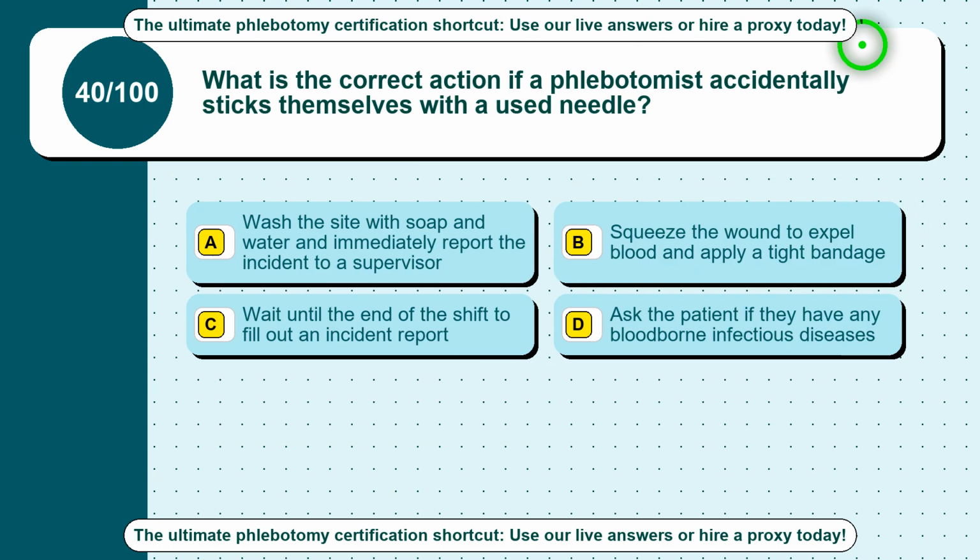Question 40. What is the correct action if a phlebotomist accidentally sticks themselves with a used needle? Option A, wash the site with soap and water and immediately report the incident to a supervisor. Option B, squeeze the wound to expel blood and apply a tight bandage.